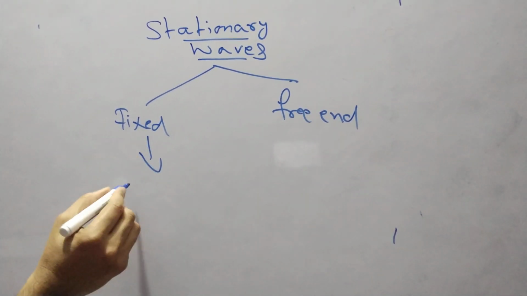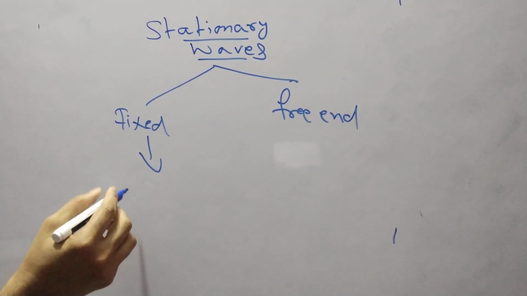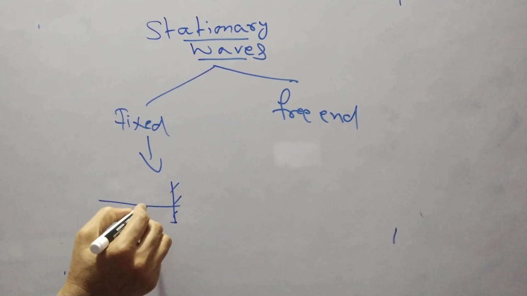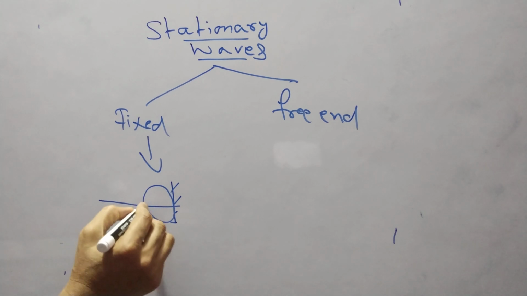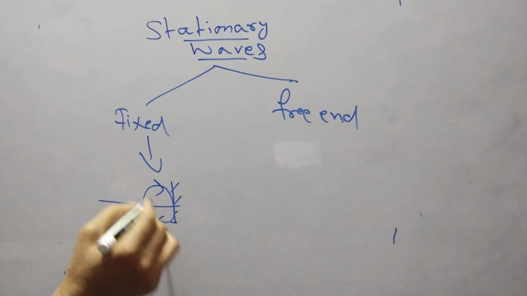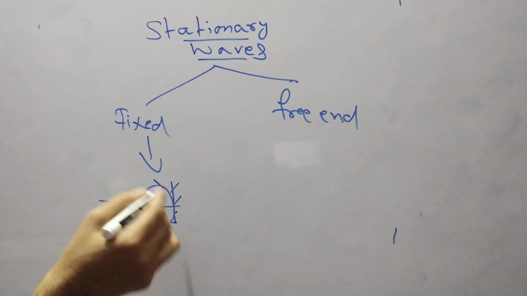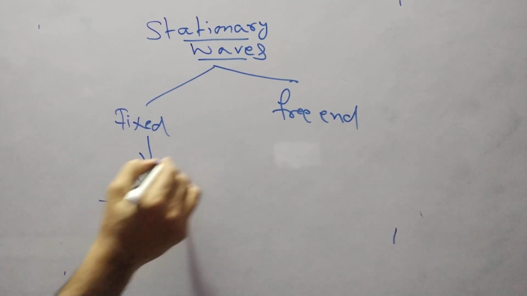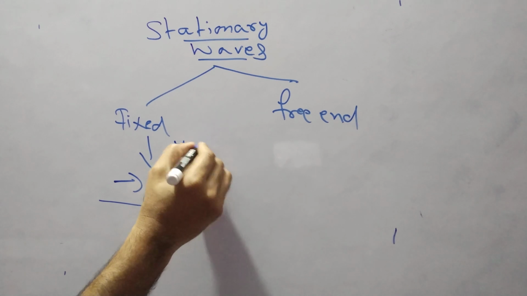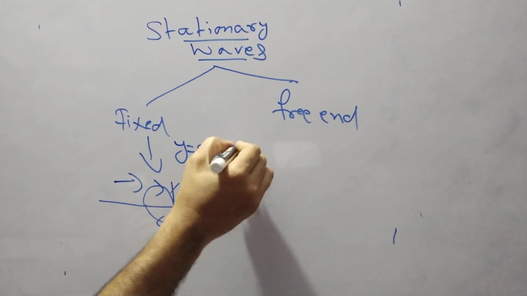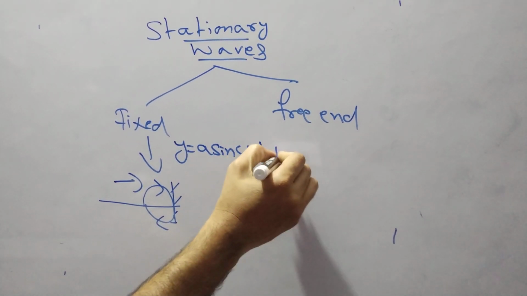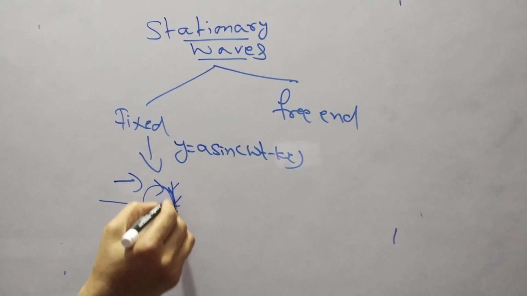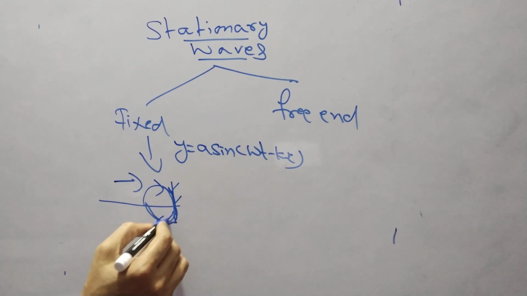So for the fixed end, we got two equations here. When the end is fixed here, the wave is coming like this, and because of the fixed end, the wave will go like this. We wrote two equations that the previous video already explained. The wave which is coming in is y equal to a sine of omega t minus kx, and after touching this end here, the wave will reflect like this.